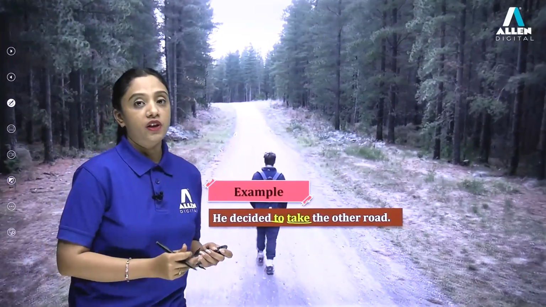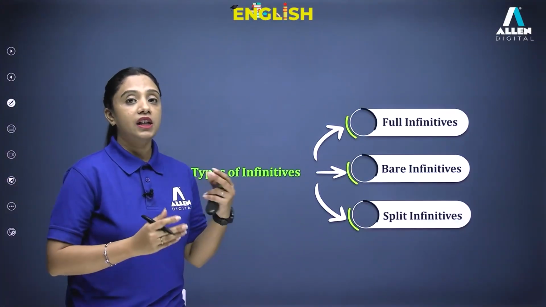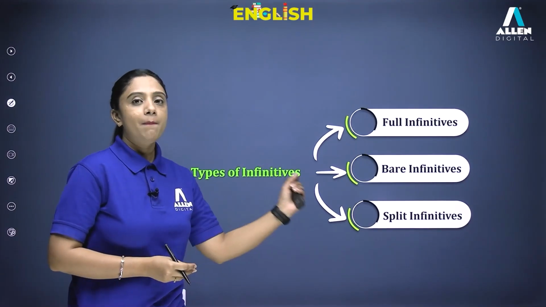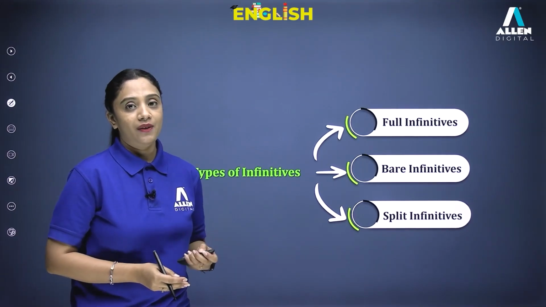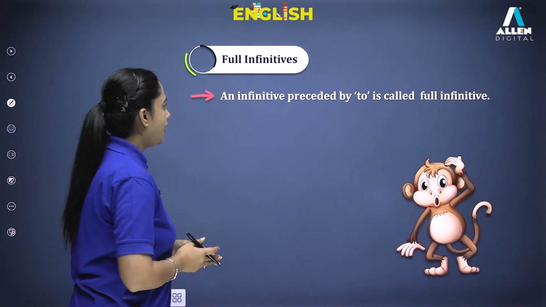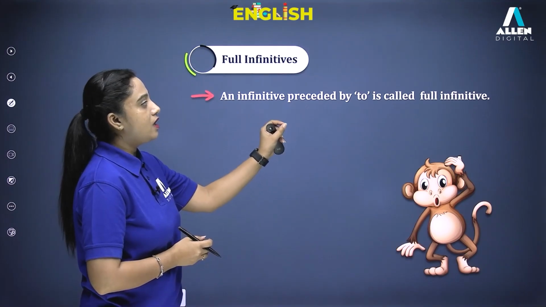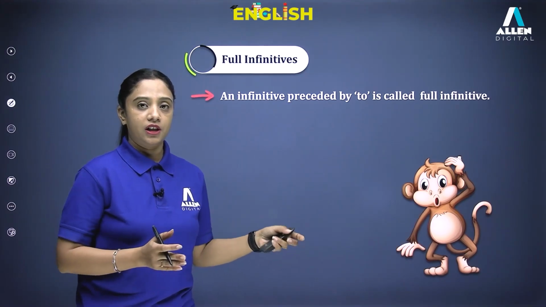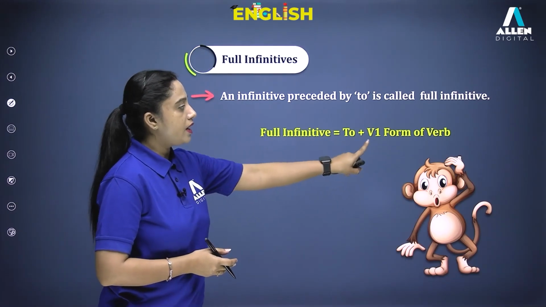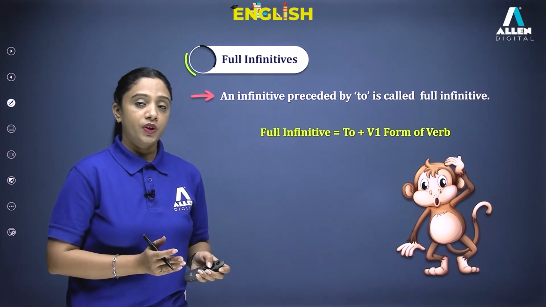It is your infinitive. Now we divide infinitive into three categories, and they are known as full infinitives, bare infinitives and split infinitives. Right? So first of all, we are going to discuss full infinitive, right? An infinitive preceded by to is called full infinitive, right? So this kind of structure you are going to see, to plus first form of the verb, right?